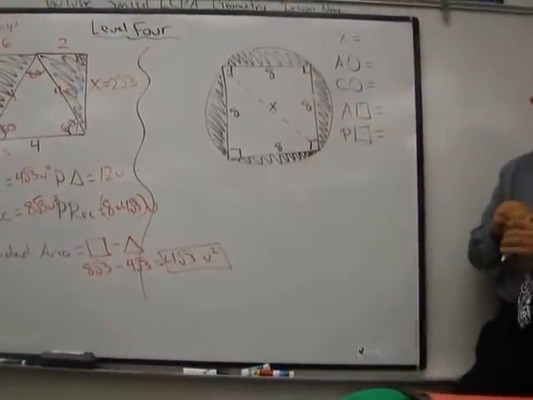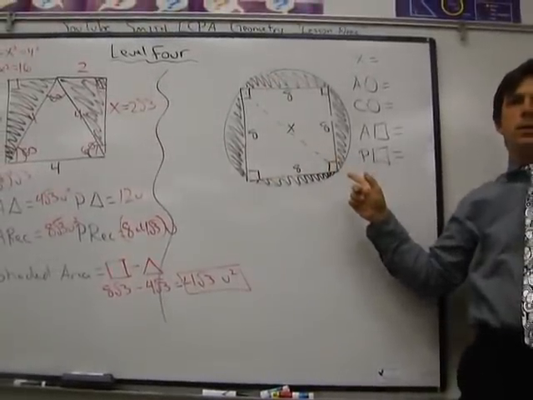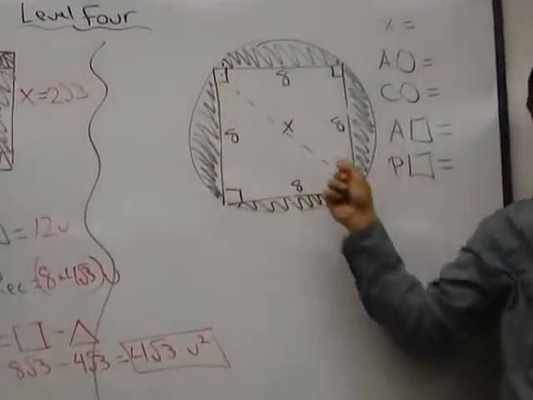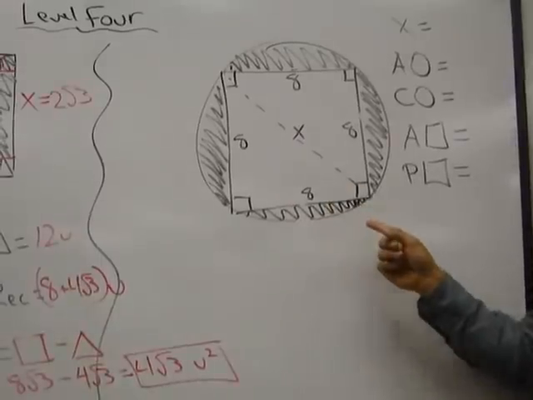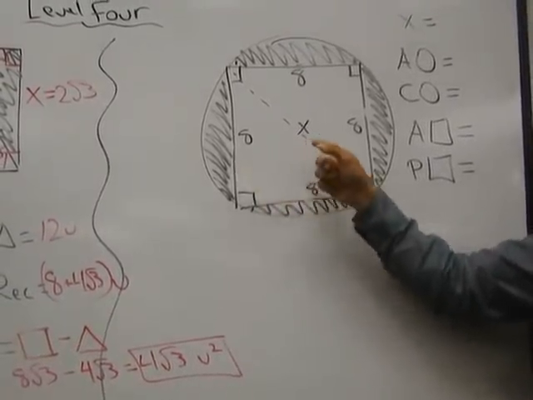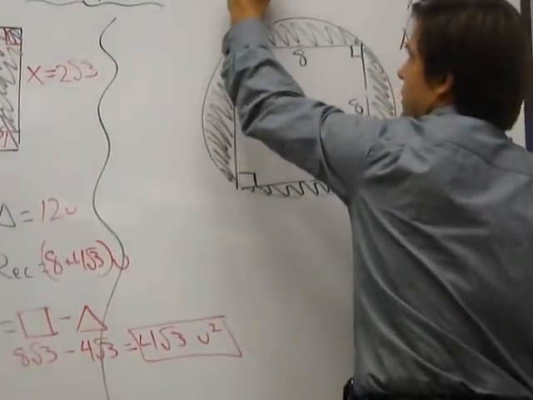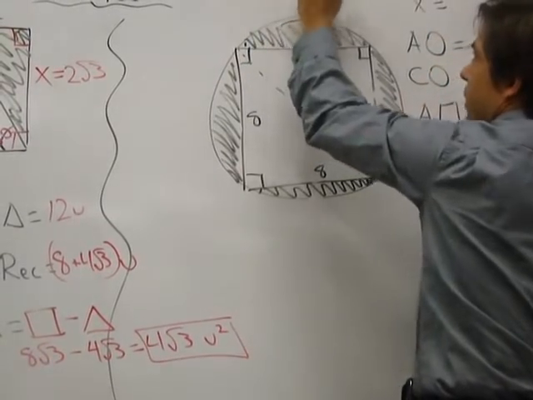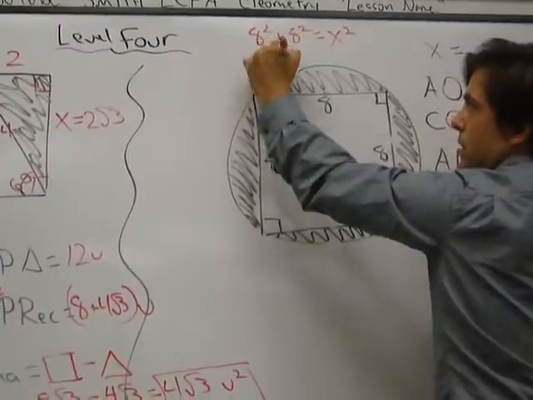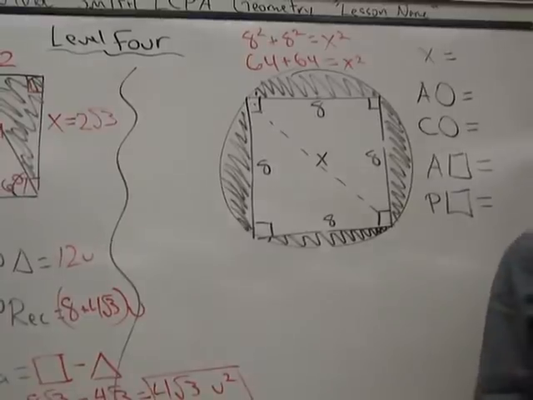Everybody, do you see a hidden right triangle inside this problem? Yeah? Okay. So what will be A, B, and C in this right triangle that we have right here? Eight is A. Eight is also B. X is C. So what we've got is 8 squared plus 8 squared equals X squared. What's 8 squared? 64 plus 64 equals X squared.